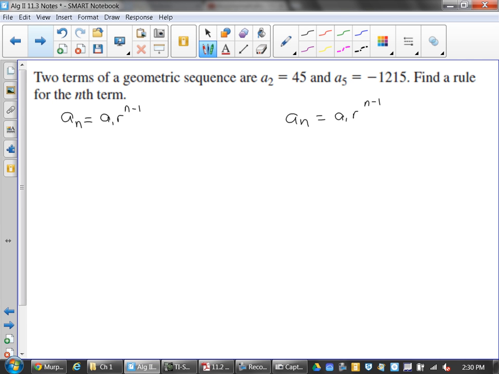Once again, the reason that I'm doing this is because I have 2 bits of information, which is going to allow me to get 2 different equations. And you're going to see a little trick here very fast. We know that the second term is 45. Therefore, what is n in this part? 2. Are we okay with that? It says the second term is 45, so n is 2. I know nothing else. So I fill it in.